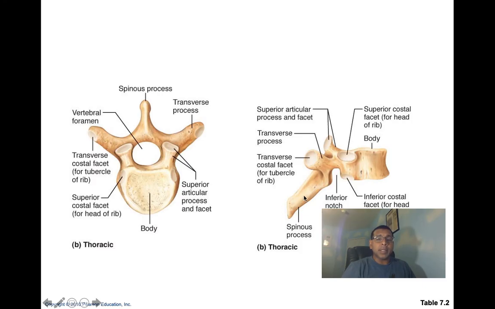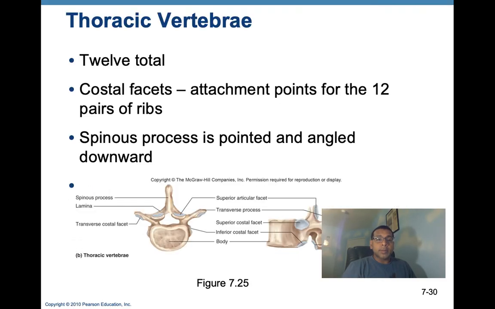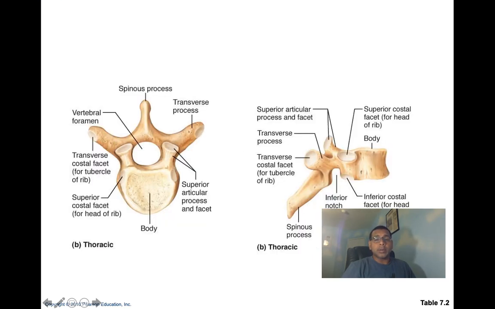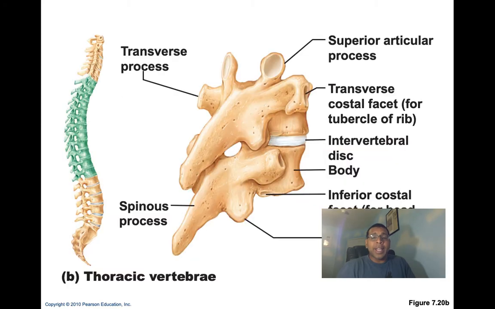The spinous processes, you can see, are sharp, pointed, and angled downward. The vertebral foramen is much more circular in shape. And the transverse processes here exhibit transverse costal facets for the ribs when they come around. Next, then, we have our lumbar vertebra. Our thoracic vertebrae get described here, you can see, looking like giraffes.